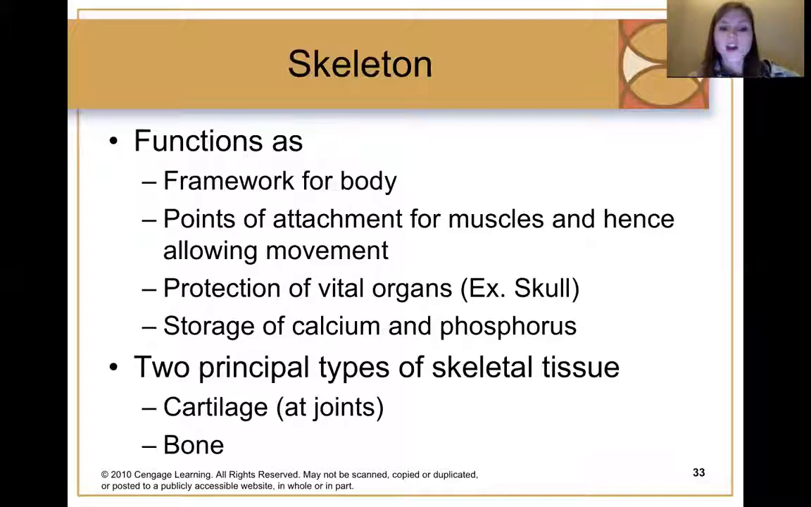And then the skeleton is also a storage place for calcium and phosphorus. Those are two important minerals that are really, really needed for your body. The skeleton and your bone is a good place to have those stored, so that if you're not getting an adequate diet, or you're in a state of malnutrition, your body can start breaking down your bone for calcium and phosphorus. So it's an important storage source of those. And then the two main types of skeletal tissue are cartilage, which is around the joints, and then bone.